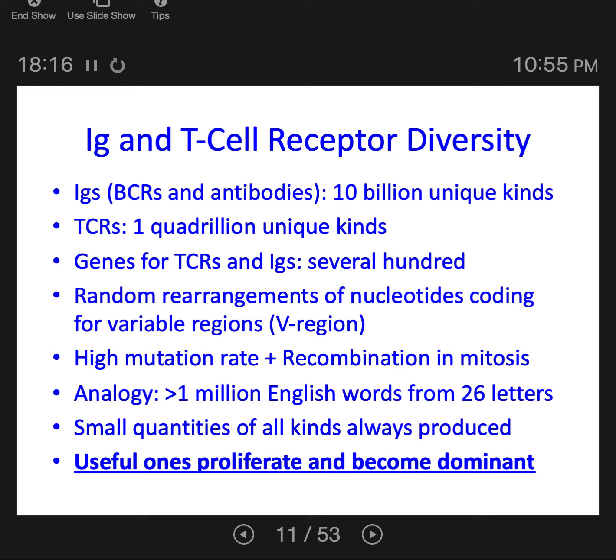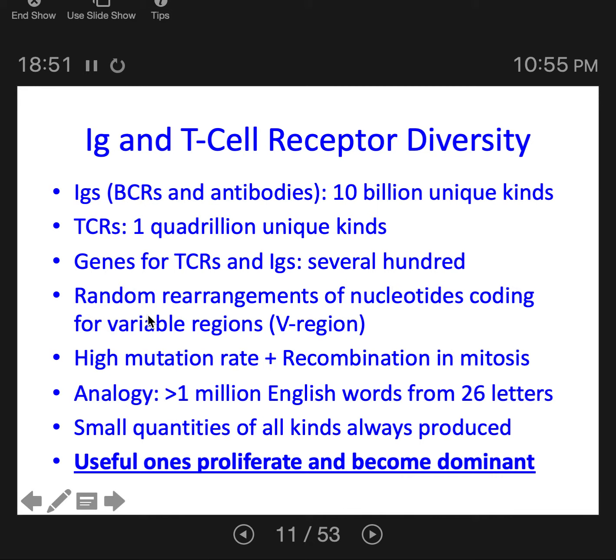Now the genes for T cell receptors and immunoglobulins are not so abundant. There's only a few hundred of them. So how is it that you can have only a few hundred genes for your T cell receptors and your immunoglobulins, but you can have 10 billion different B cell receptors and antibodies and a quadrillion different kinds of T cell receptors? Well, the reason is these genes mutate really rapidly, and little segments of them also rearrange rapidly.